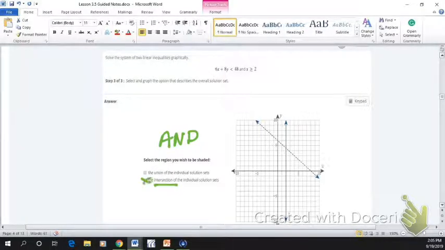So I choose intersect. And was my first one above or below the line? It's below. Okay, so my first one was shaded here. My second one was shaded to the right. So let's go for pink and yellow. And where do they overlap at? Is that where you see both colors, right? Yeah.